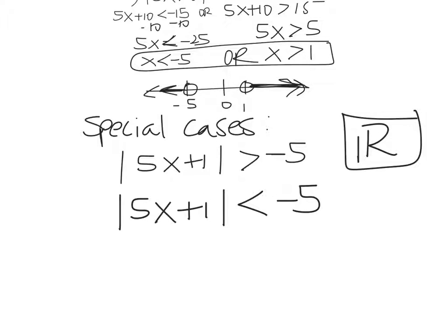How about this one? This is the other way, right? An absolute value is less than a negative number. How is a positive less than a negative? This would have no solution. Okay? So those are your special cases.